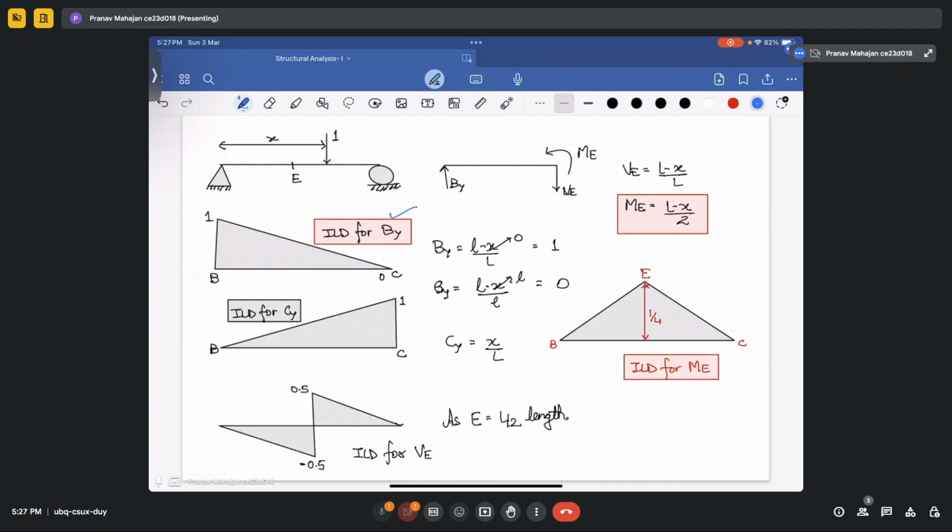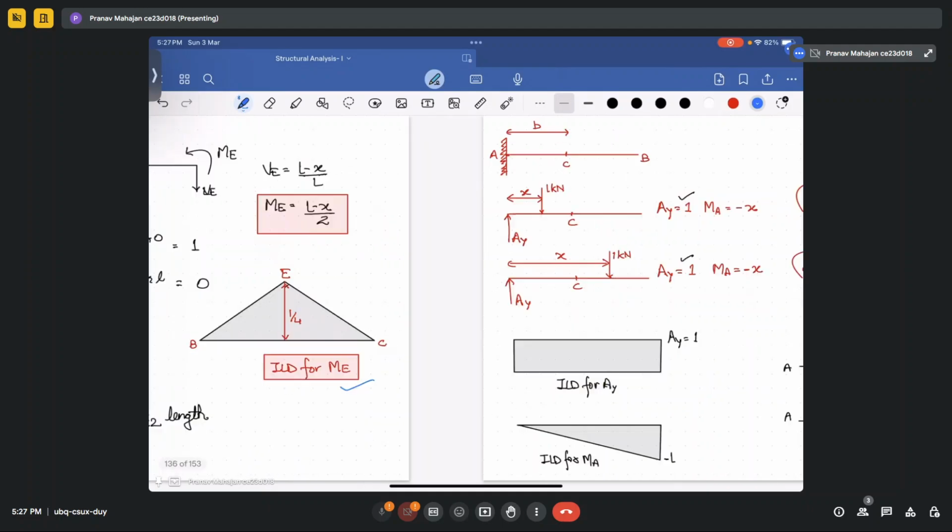So this is how you have calculated for a reaction support. Suppose you have an internal point which is E. So how will you calculate? Then you will use your sign convention and provide the shear force at that particular point, and then you will calculate the value of the influence line diagram for VE, that is the shear at point E, and ME, that is the bending moment at a particular point.